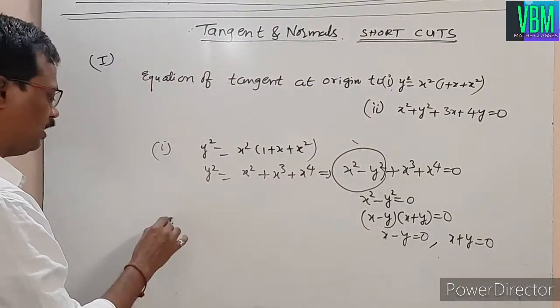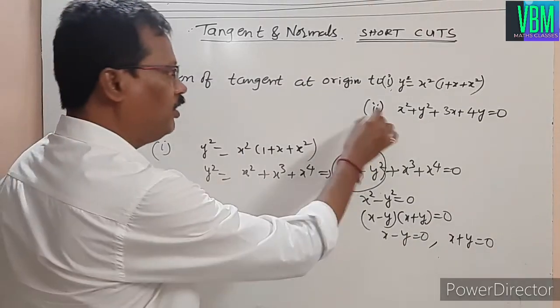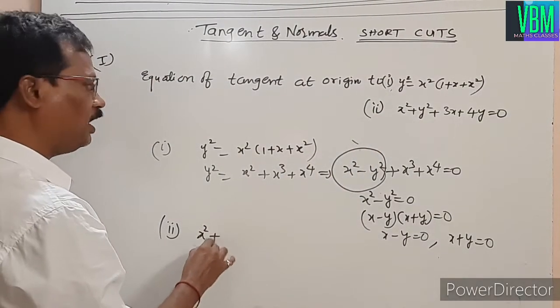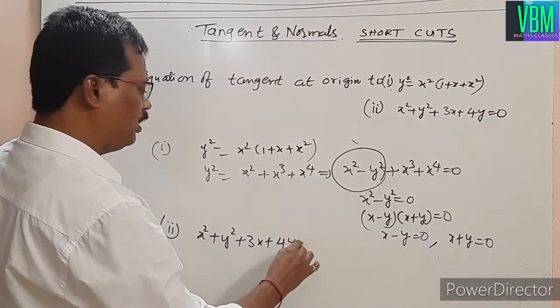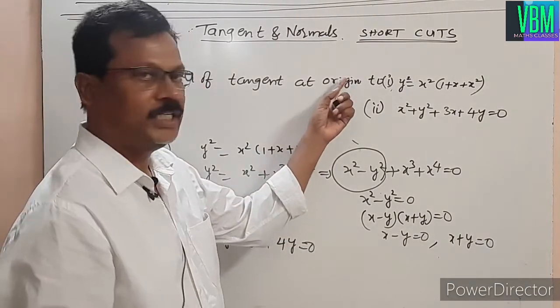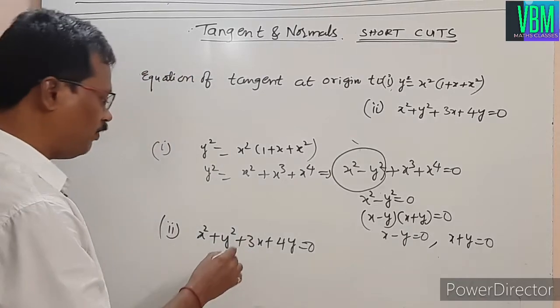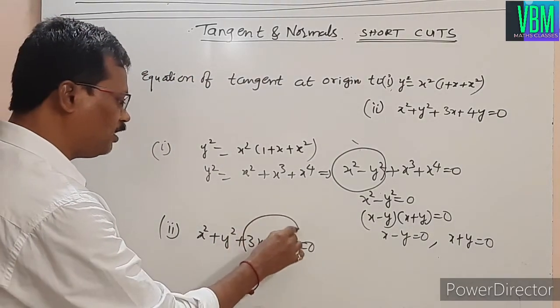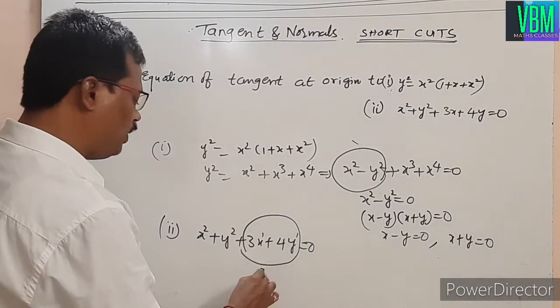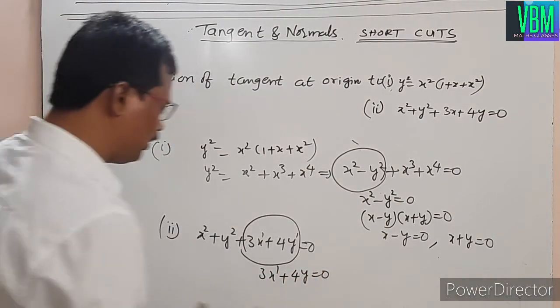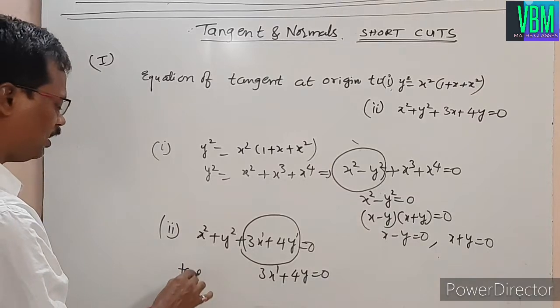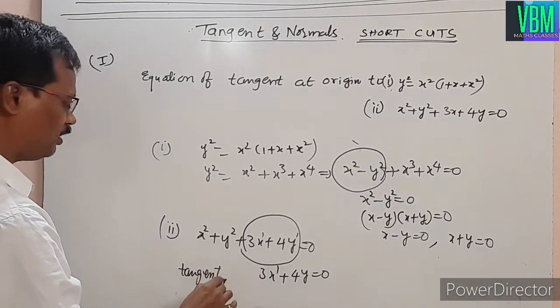And in the same way, in that second bit, they have given the circle equation. Now they are asking for the tangent at the origin. Therefore, what are the least degree terms? These are the least degree terms. These least degree terms equal to 0, then that is the tangent equation. Therefore, this is the simplest formula.